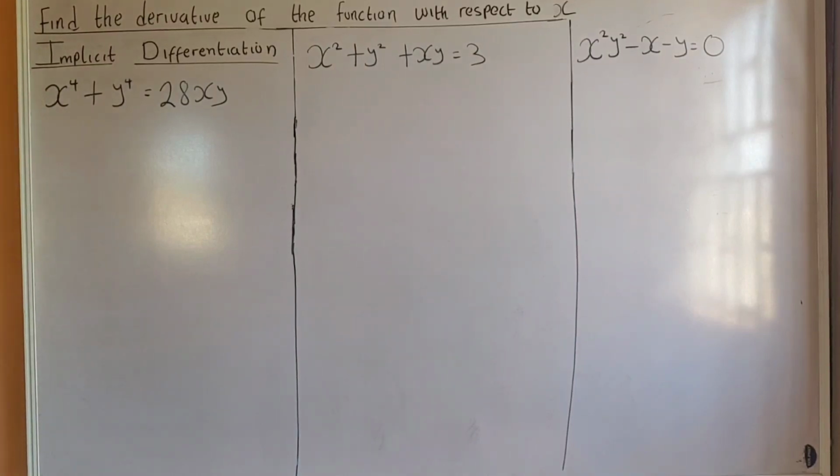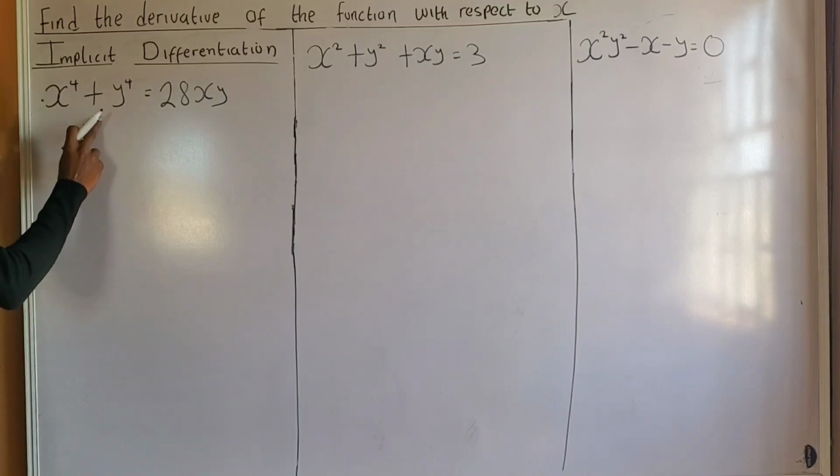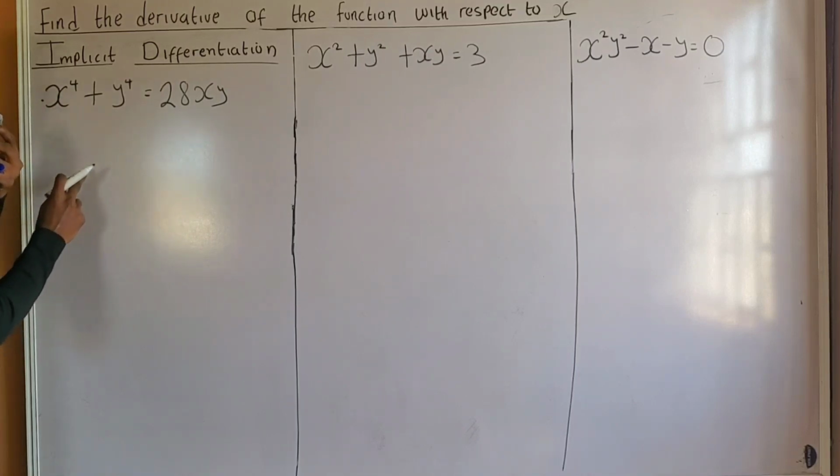Okay, let's consider the question that we have on the board on implicit differentiation. Here we are asked to find the derivative of this function with respect to x. That is, we are differentiating y with respect to x. Okay, let's start with this. We have x raised to the power of 4 plus y raised to the power of 4 equals 28xy.